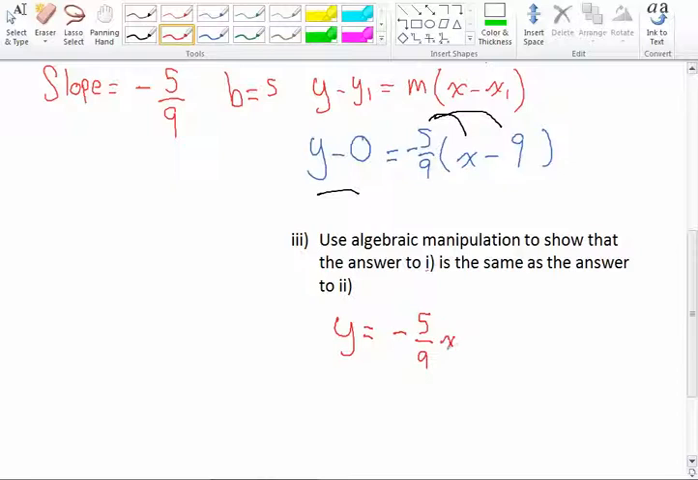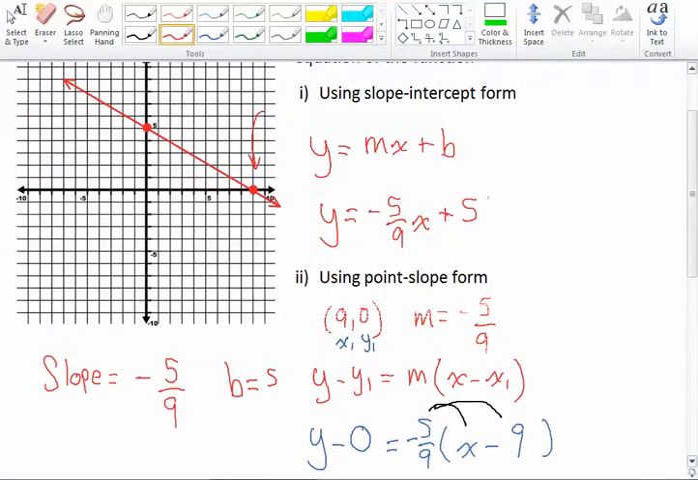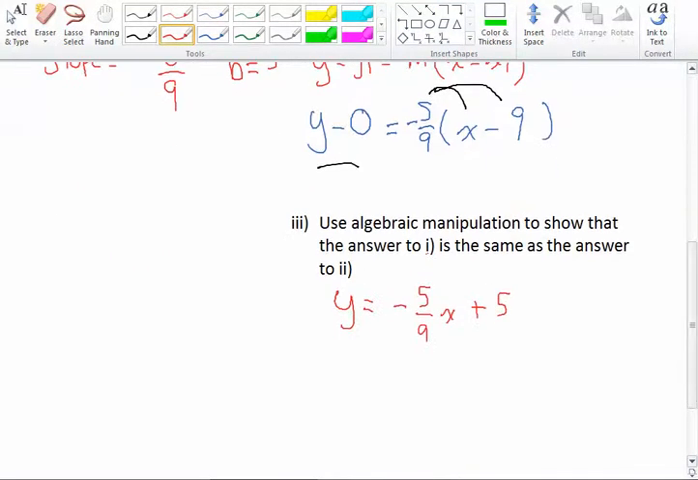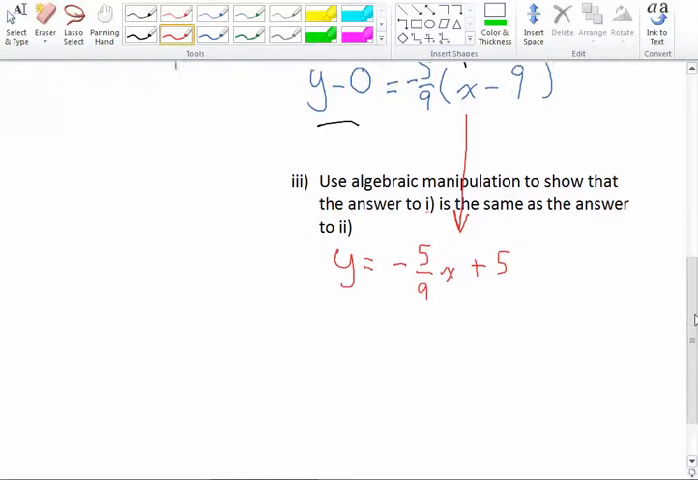Now what's negative 5 over 9 times negative 9? Yeah, you get positive 5, because a negative times a negative is a positive. And this is the exact same value that we got up here. Okay? So simply by applying the distributive property, we can show, and sorry, are you asking what the distributive property is? Oh, okay. Oh, okay, so let me go through the details for you, okay?